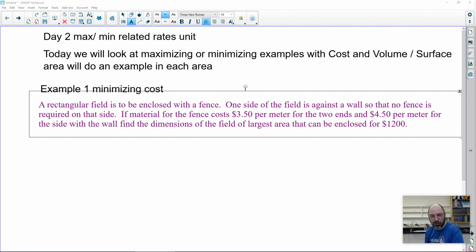Today is day two in our related rates min-max unit. We're still doing min and max work, and today we're going to look at cost and volume and surface area examples. So I have three examples that we're going to work through today. Tomorrow will be a work period containing work from max and minning from yesterday and today. So today will be probably about a 35, maybe a little longer, minute video. And then tomorrow will be a full work period.